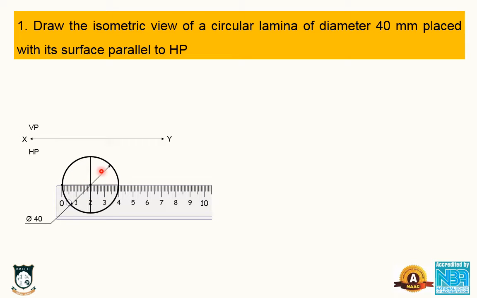Then you have to mark the dimensions. The diameter of the circle is 40 mm. This is the symbol for the diameter. Then you have to give the notations. Notation should always be anti-clockwise: A, B, C and D.